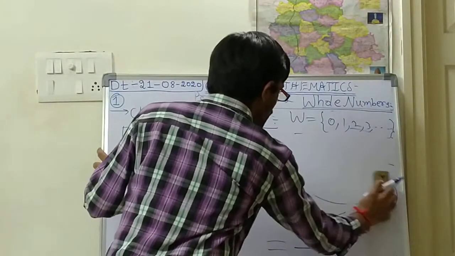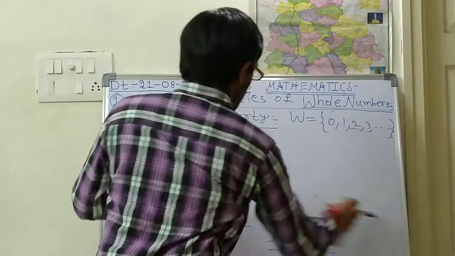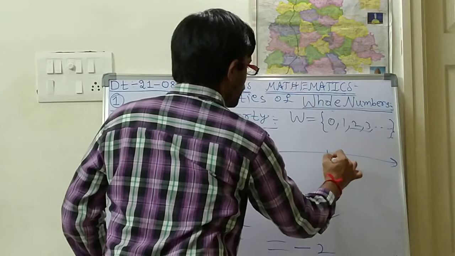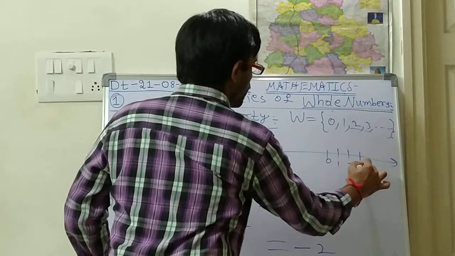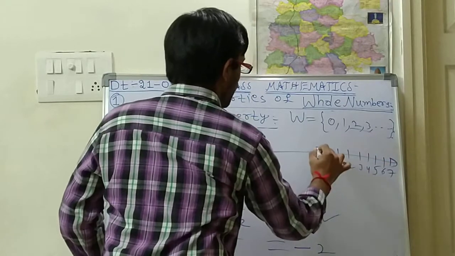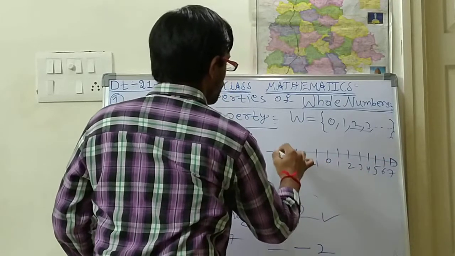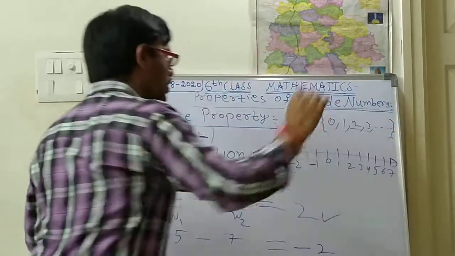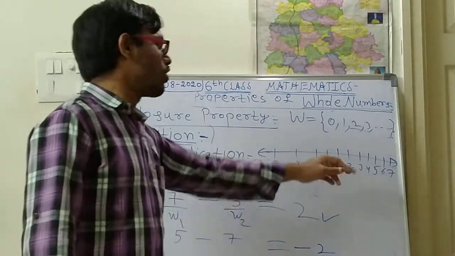Is it right, children? So suppose this is a number line. So this is the number line: 0, 1, 2, 3, 4, 5, 6, 7, and minus 1, minus 2, minus 3, like this and so on. So 5 minus 7, you want to check.